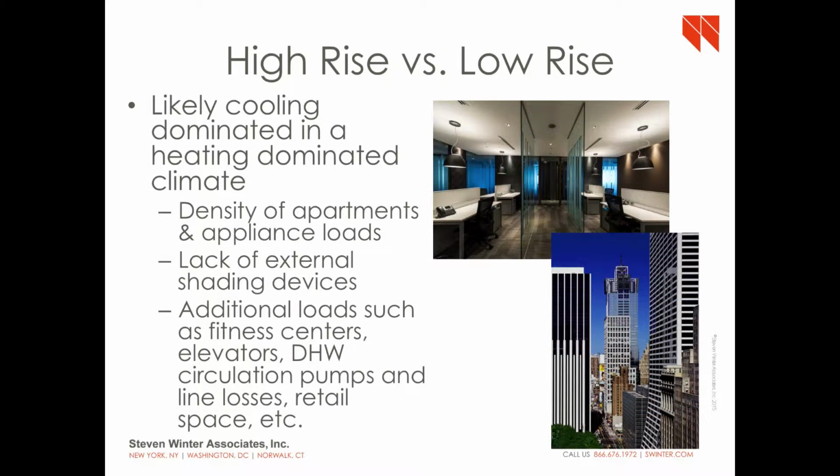The differences between a residential building and a high-rise is that they're likely going to be cooling dominated even though you're in a heating climate. So cooling and ways to reduce the cooling load become very, very important as opposed to ways to reduce the heating load. The things that affect the cooling load are the density of apartments and the number of appliances per square foot. Right, a residential application, you have one refrigerator, one dishwasher, one dryer. A multifamily building, you could have 300 of those in a much higher density.